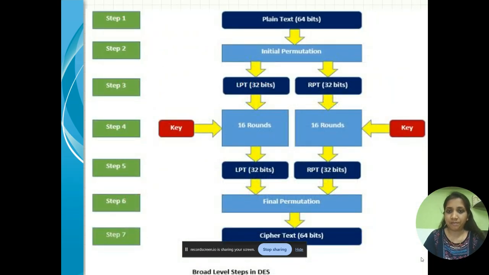So here are the steps performed one by one. Plain text of 64 bits goes through initial permutation. Then it is divided into left plain text and right plain text of 32 bits each. Both perform 16 rounds. Then the left plain text of 32 bits and right plain text of 32 bits are processed, the final permutation takes place and the ciphertext of 64 bits is produced.